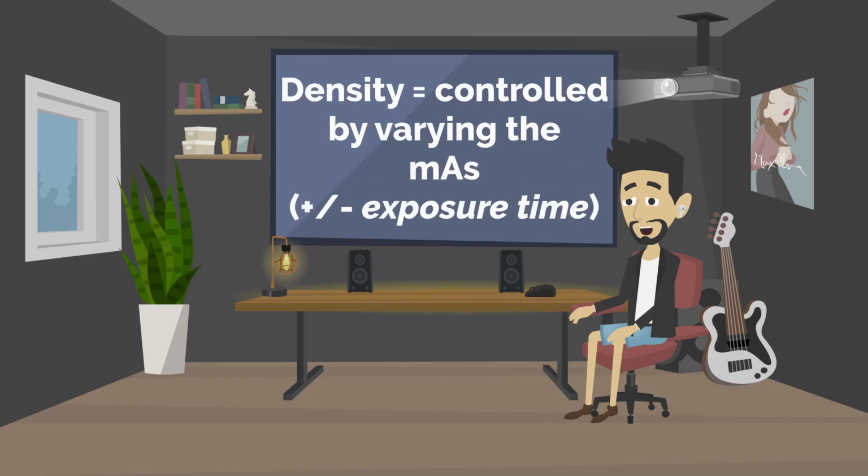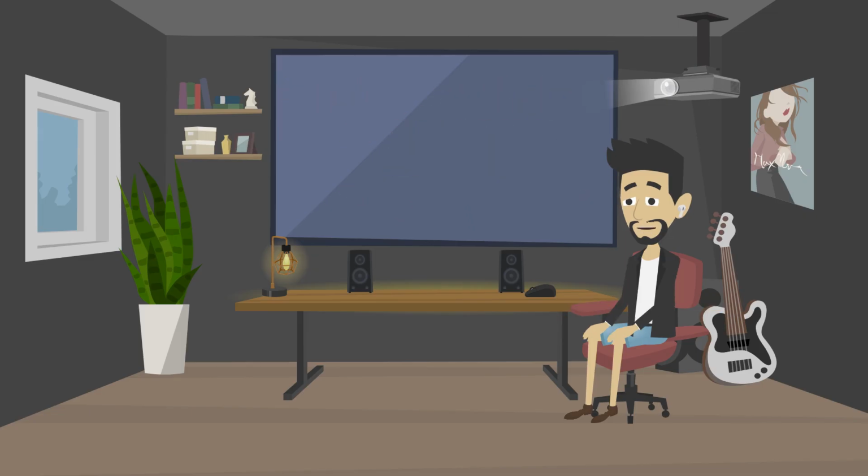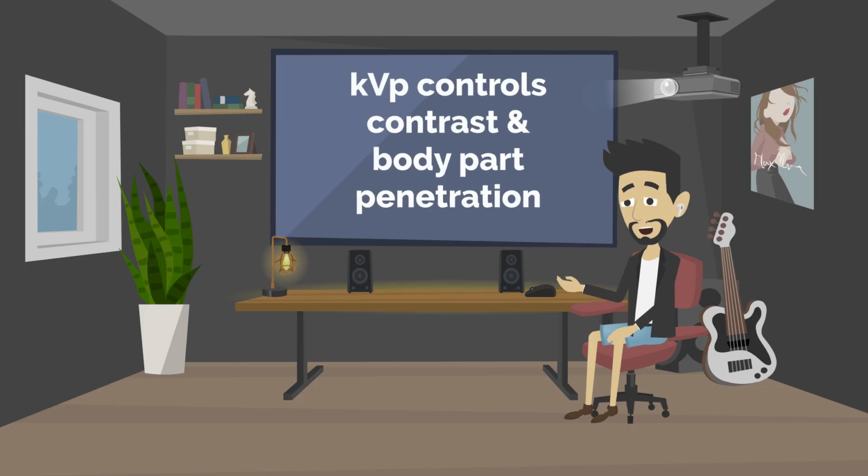The greater the quantity of exposure, the darker the image will be. Density is primarily controlled by varying the mAs, usually by increasing or decreasing the exposure time. Although kVp and SID also affect radiographic density, they are not used to control it. SID is usually kept constant, and kVp controls contrast and penetrates the body part.